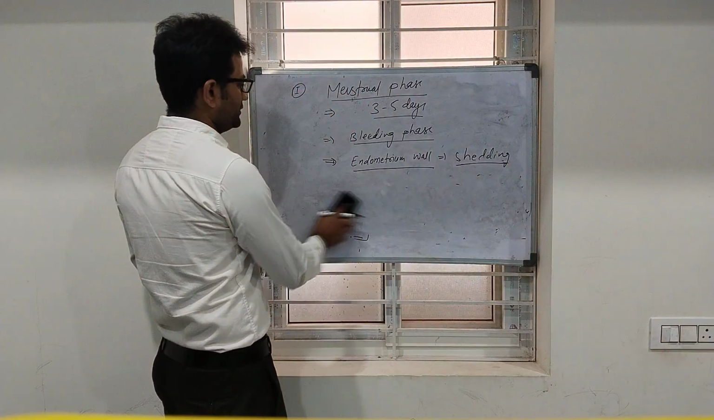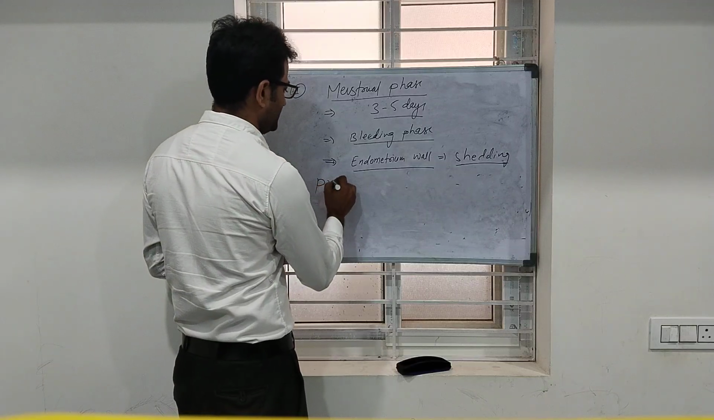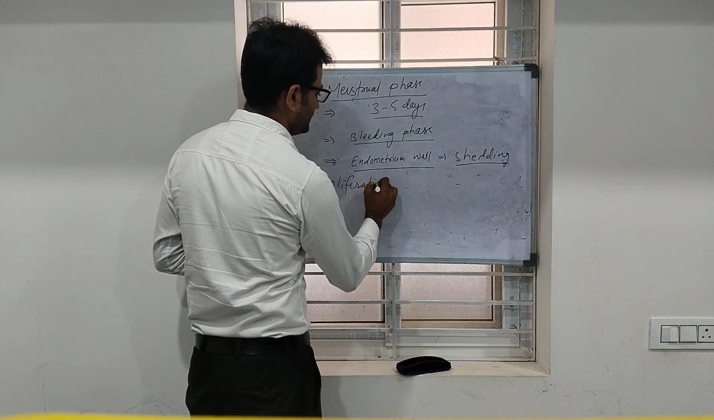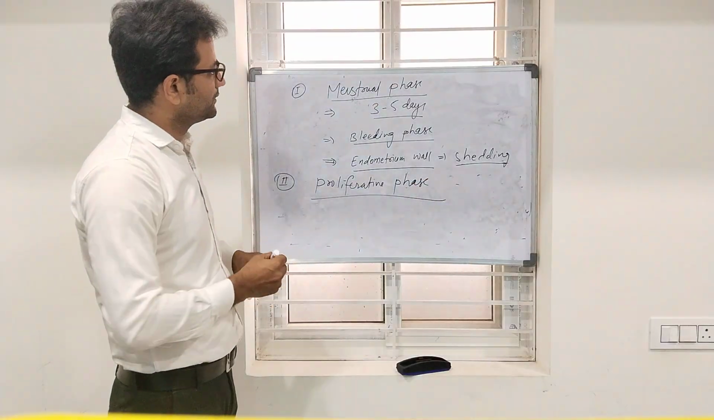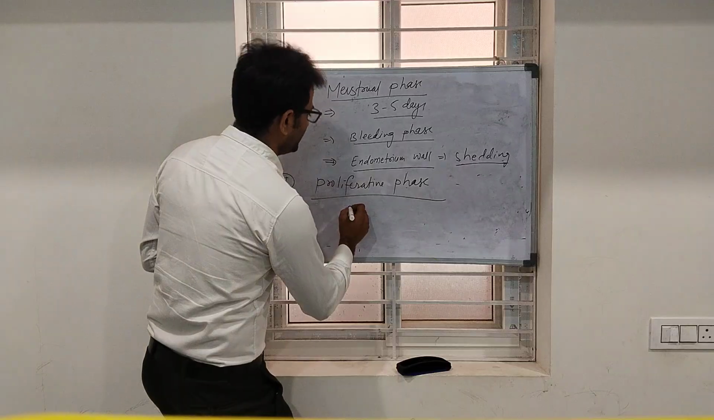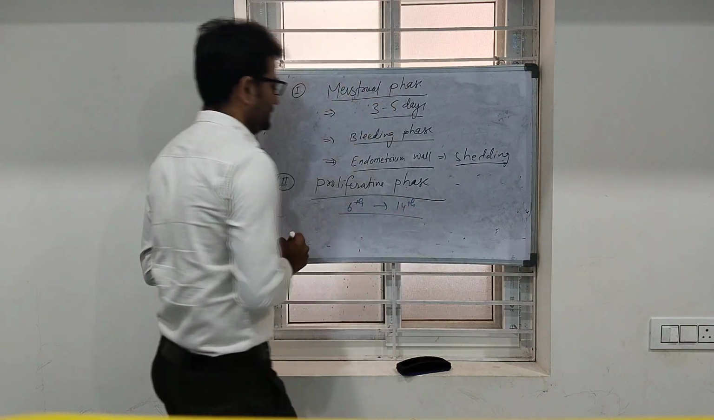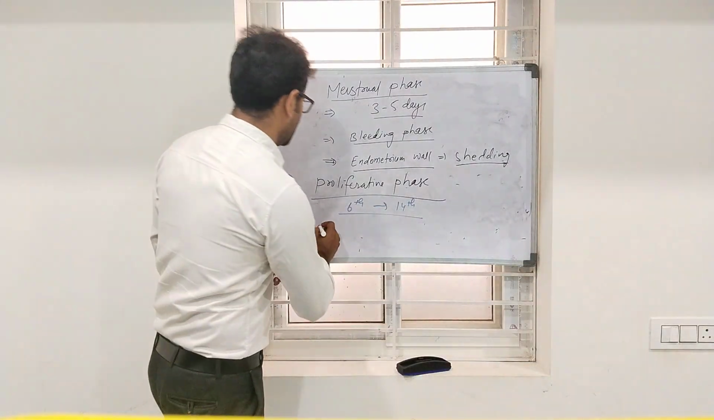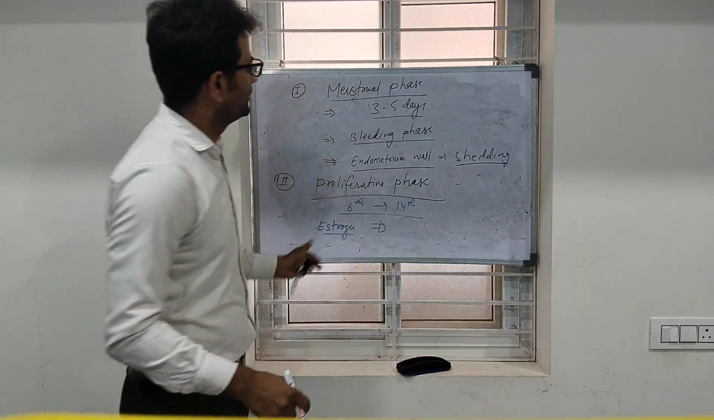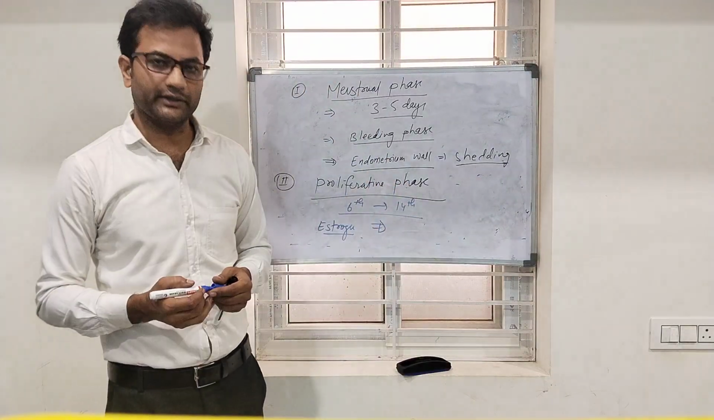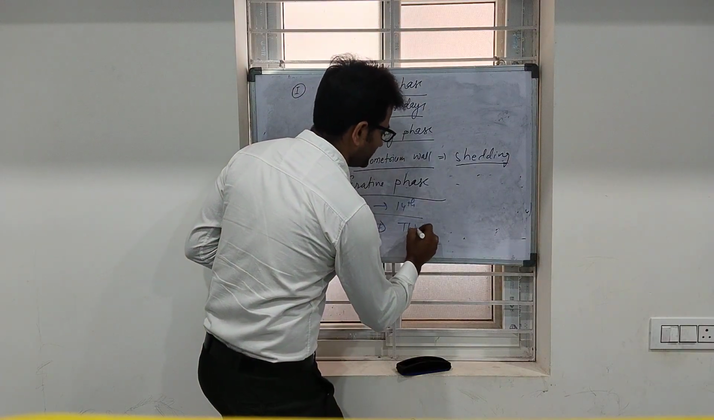After this menstrual phase, the next phase is known as the proliferative phase. In the proliferative phase, it is from the 6th to the 14th day of the menstrual cycle. Because of the high level of estrogen here, the endometrium thickening will increase. So a high level of estrogen causes the thickening of the endometrium.